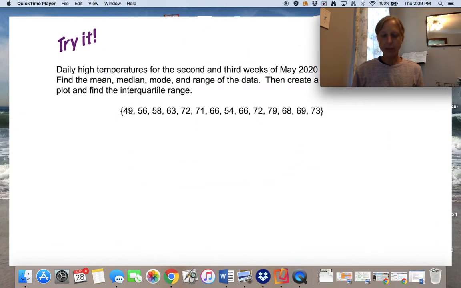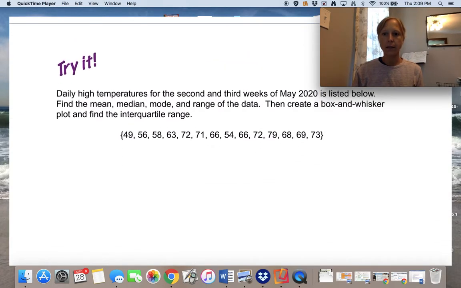All right, so we're going to give this a try. We're going to try putting all these things together: mean, median, mode, range, box and whisker plot, and interquartile range. So the first thing you're going to do is find the mean. We'll add up all of the numbers and divide by how many there are. I'm going to let you do that on your own. If you do it correctly, you should get 65.4.